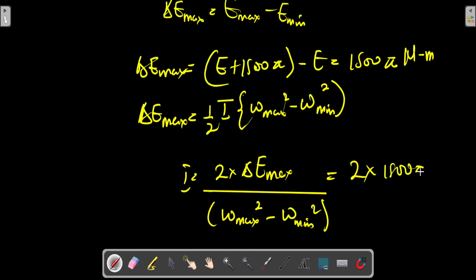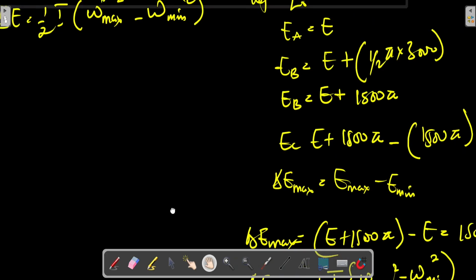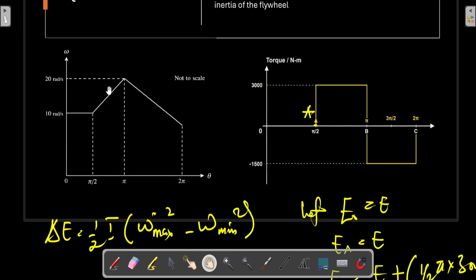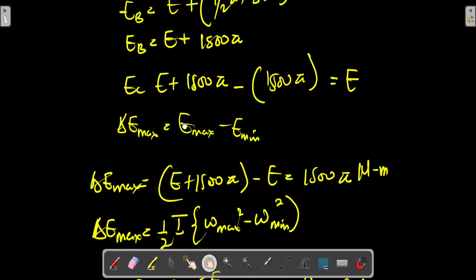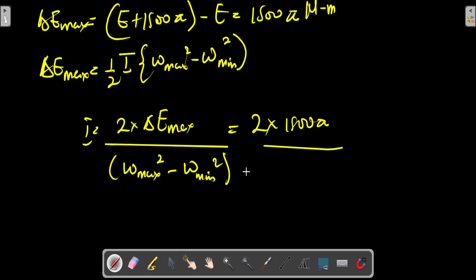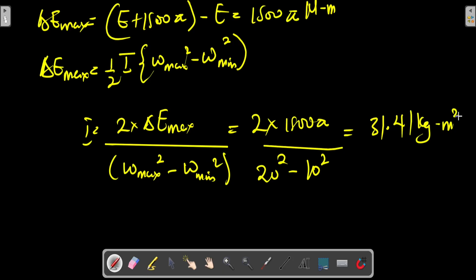So 1500 pi divided by, now what was our maximum speed from the graph? Our maximum speed recorded during the cycle was 20 radians per second, and the minimum was 10. So we can substitute them in there. I have 20 squared minus 10 squared, and what do we get? We end up getting 1.41 kilogram meter squared. That is it.